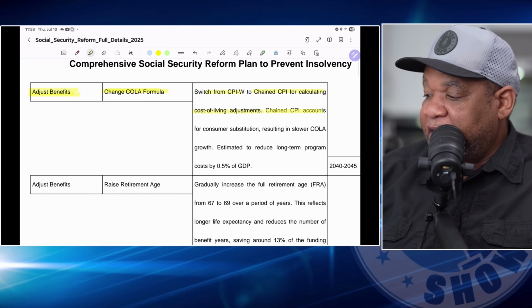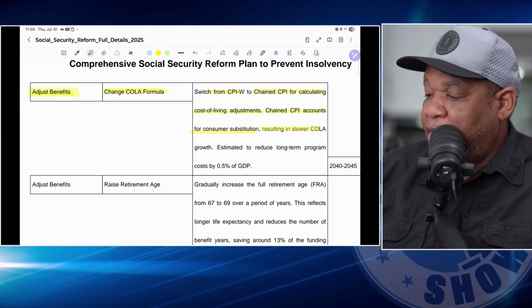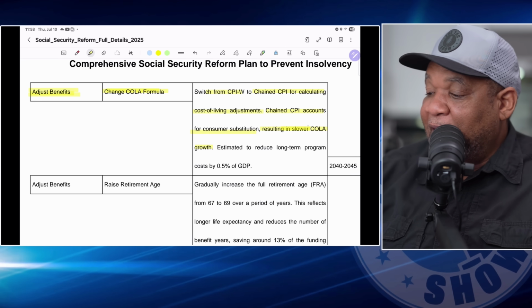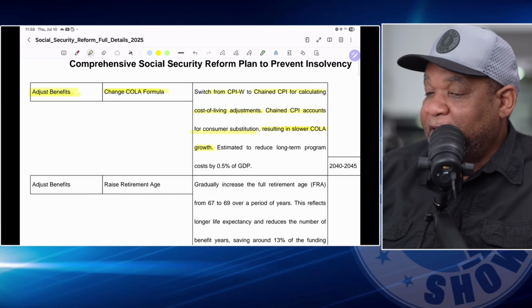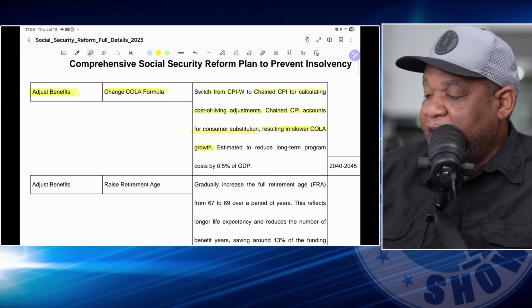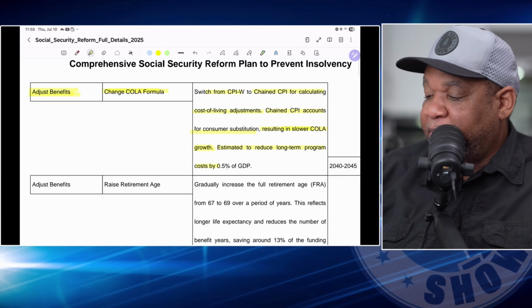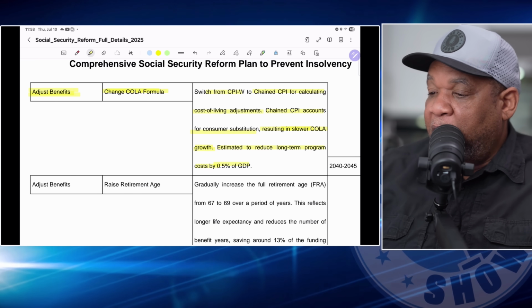And it says chained CPI accounts for consumer substitutions, resulting in slower COLA growth. This is important. Slower COLA growth. This might not be what everybody wants, right? And I'll talk a little bit about it in a second. Estimated to reduce long-term program costs by 0.5% of GDP. Okay, so what is going on here?